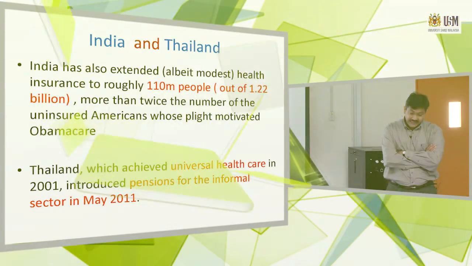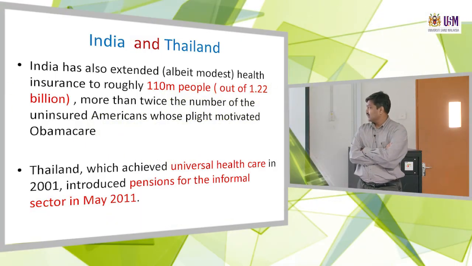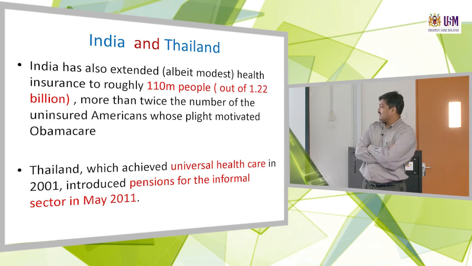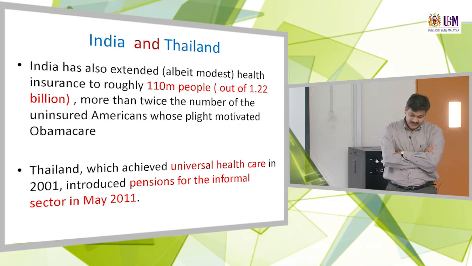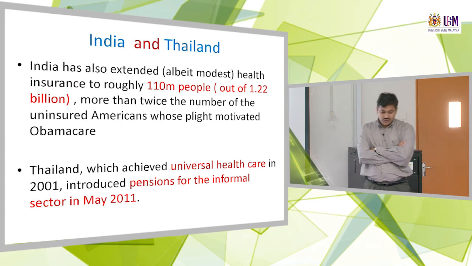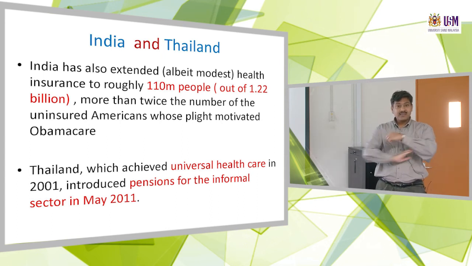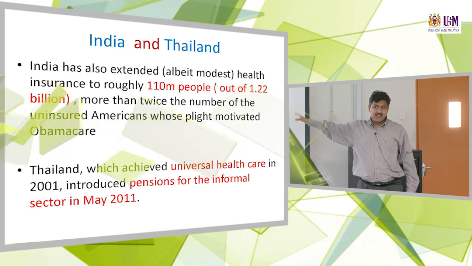So that is what we will try to understand, what's happening in Asian countries. That is where your comparative social policy in Asia comes in. But we can't cover all 50 countries, but we maybe will cover 3-4 countries. India, for example, 110 million people, more than twice the number of uninsured Americans, Obamacare, whatever. India is also doing a lot of things in health. Thailand, for example, introduced universal health care in 2001 and pensions for the informal sector. Informal sector, I'm not talking about the formal sector, where there are a lot of migrants, a lot of people without documents working in that sector. So they're also focusing on that.